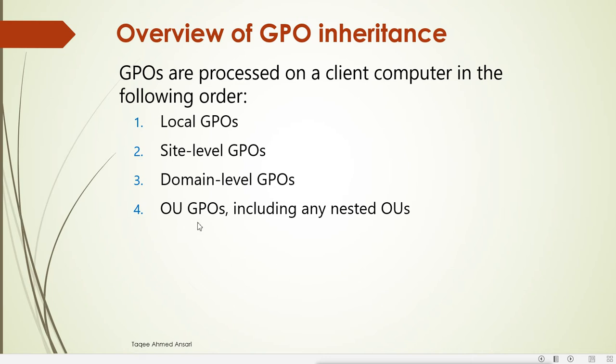Like first the top level OU will be processed, then the second level OU will be processed, then the third level OU will be processed. So this is the order of inheritance, where the policies are going to be processed on the client side.